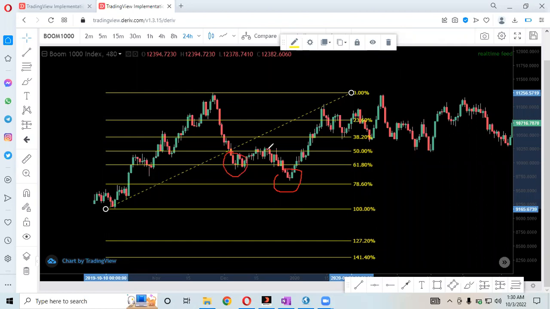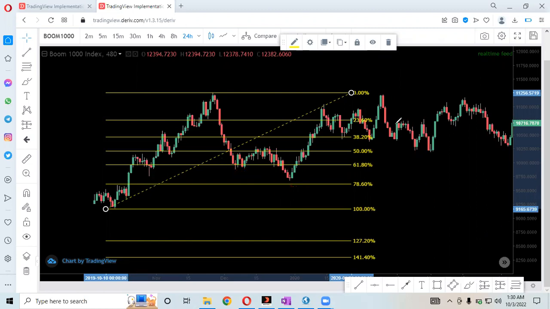Now this, since it's a 24-hour time frame, gave a signal which, if we were to combine it with maybe an RSI at this level, we would have a divergence. In other words, price is making a lower low, but the RSI is beginning to make higher highs.